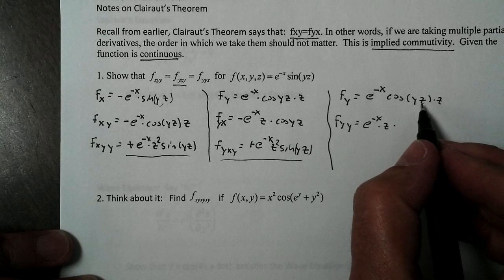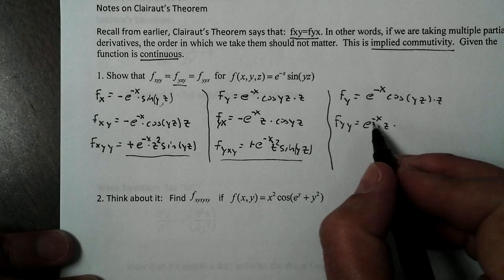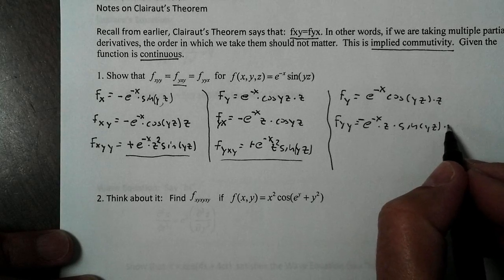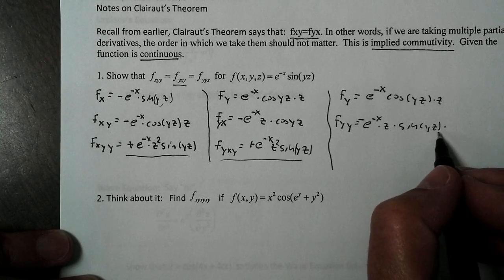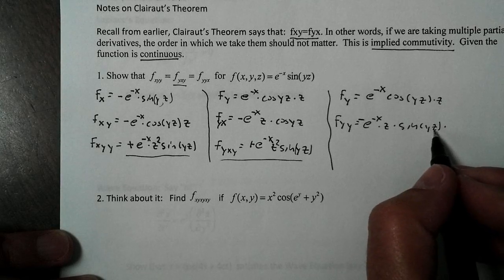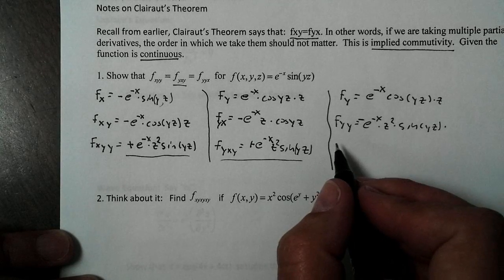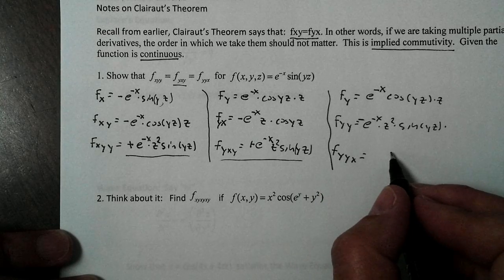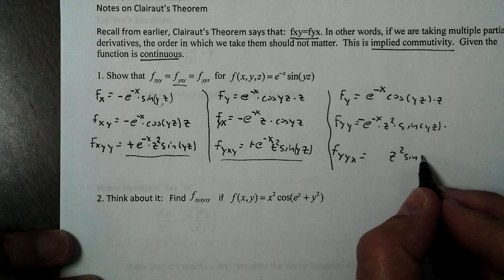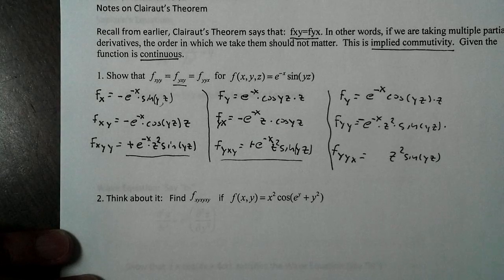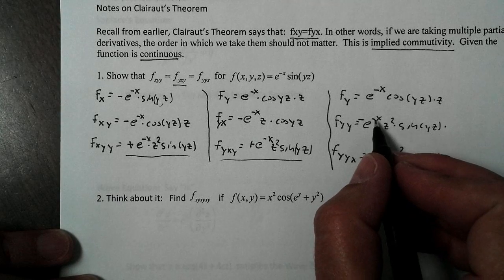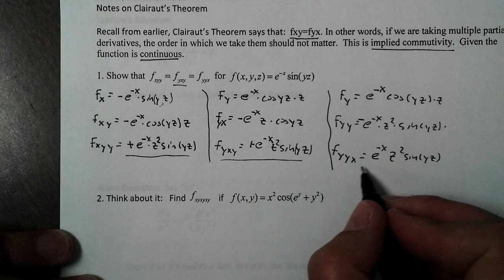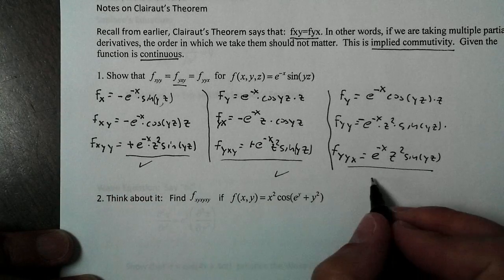Take the derivative of y. It's inside, so I've got to use my chain rule. We get negative sine yz times, and again, take the derivative of the inside, that's my chain rule, z, so I get z squared. And now my last one is to take this derivative with respect to x. So again, this z squared sine of yz are a constant, so we're going to leave those alone. And when we take the derivative of e to the negative x, that becomes negative e to the negative x, making that positive e to the negative x. And indeed, they are all the same.